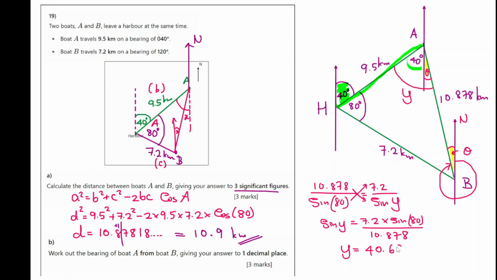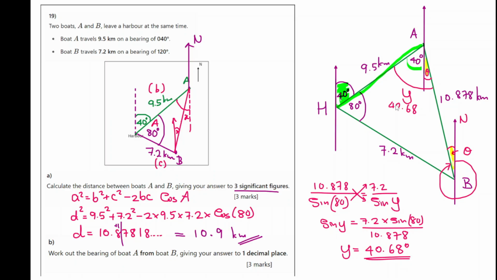Right. Now, I know this angle here is 40. Y is 40.68. So this yellow angle is a really small one. 40.68 degrees, take away 40, that is 0.68 degrees. It's a very small angle.